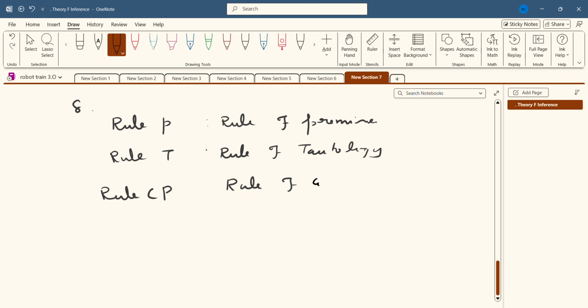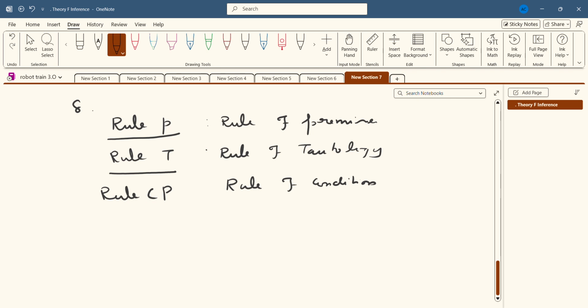So what do you mean by rule P? Rule P means a premise may be introduced at any step in the derivation. Rule T: what do you mean by rule T? A formula S may be introduced in the derivation if the formula is tautologically implied by one or more of the preceding formulas in the derivation. Then we call it rule T.